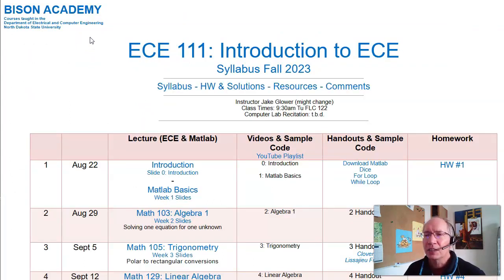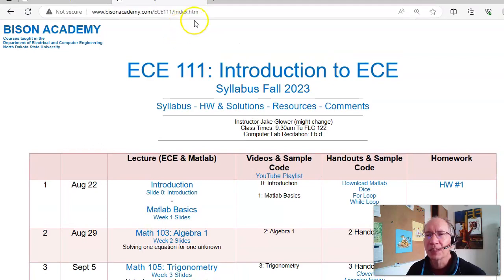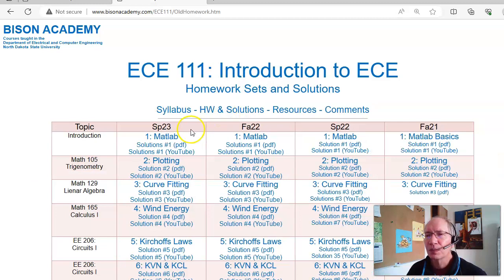And if you get stuck and don't really know what to do, what I would do is go to the ECE 111 page. That's under Bison Academy, ECE 111. Go under Homework Sets and Solutions. These are the homework sets and solutions from previous semesters. And the homework problems tend to be similar year after year. Change the numbers, so the number is going to be different, but same procedure. If you look at the previous solutions, that'll kind of give you an idea of how to approach the problem. And there's also YouTube videos where we walk you through these problems and homeworks.